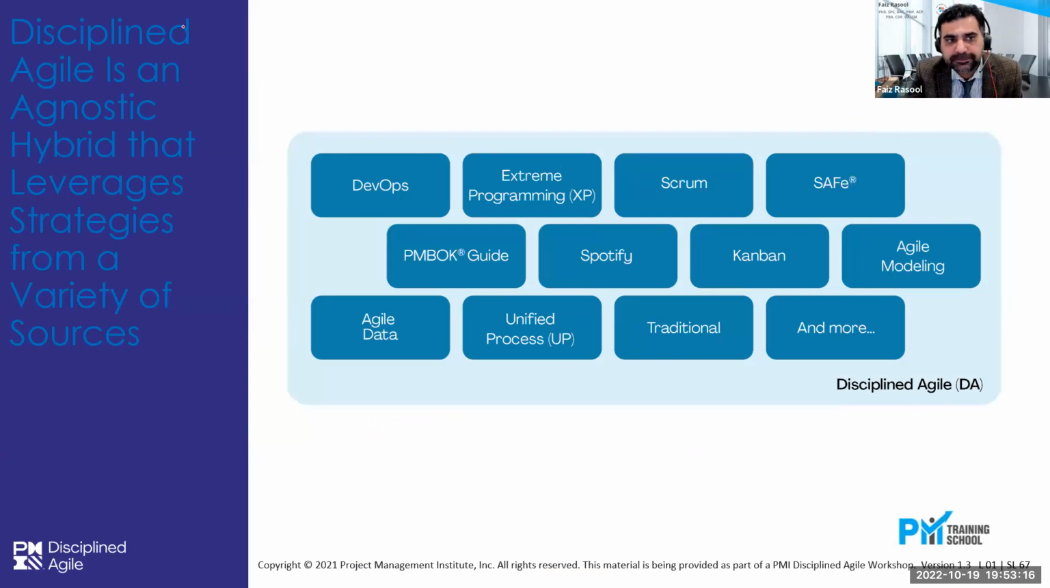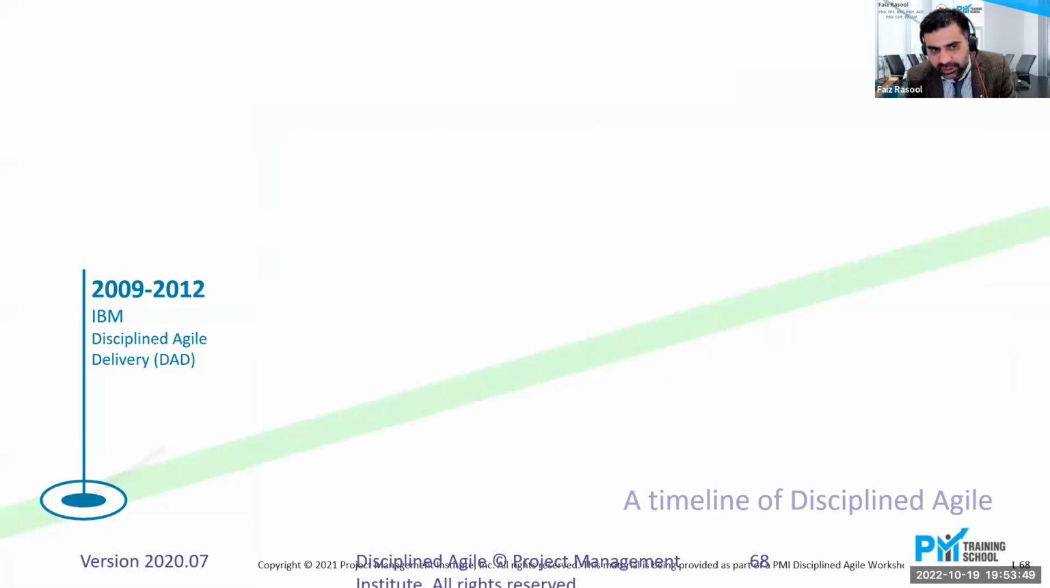A formal definition of Discipline Agile: it is agnostic, meaning it doesn't recognize any one method or other. It is hybrid, a combination of all different good methods and frameworks, such as DevOps, extreme programming, SAFe, even PMBOK, traditional techniques, unified processes, agile modeling and data. So it is a comprehensive, hybrid toolkit that leverages strategies from a variety of sources.